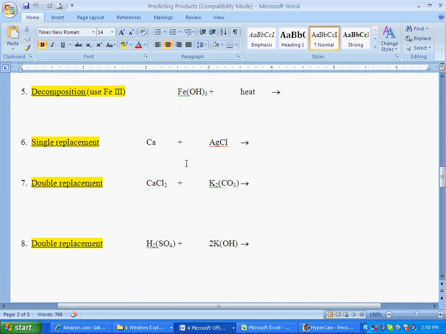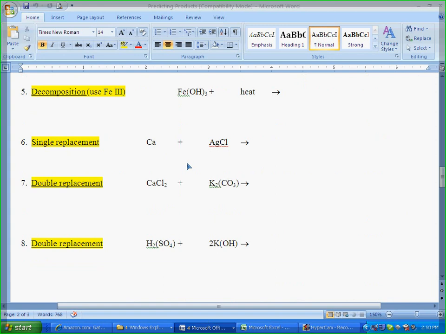In a single replacement reaction, first off, you're going to have one element by itself. That's how you know it's single replacement, right? Yeah. Go ahead, what's your question? The thing I don't understand is how do you know which one switches with Ca?